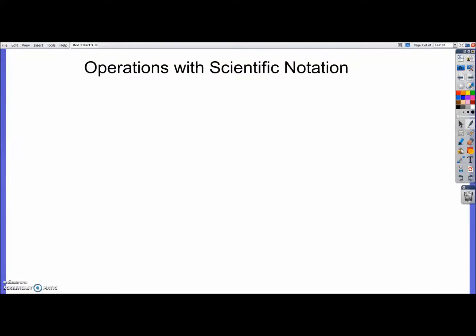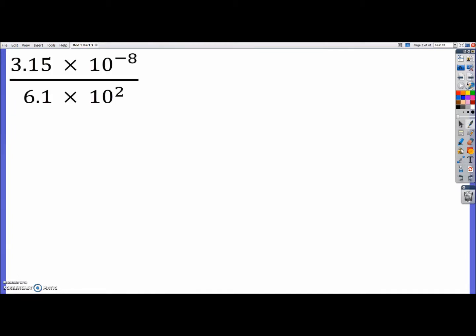Hey guys, today what we're going to be doing is looking at operations with scientific notation. That's when we add, subtract, multiply, and divide several types. So let's go ahead and look at this. Now this is how we solve these. What we're going to do is group them into two types of problems when we divide and multiply.